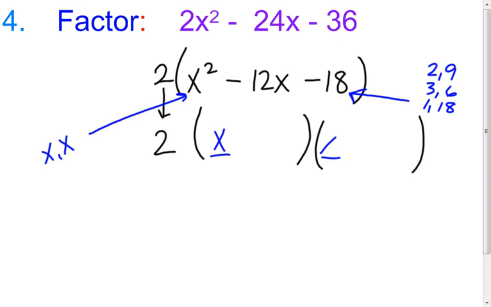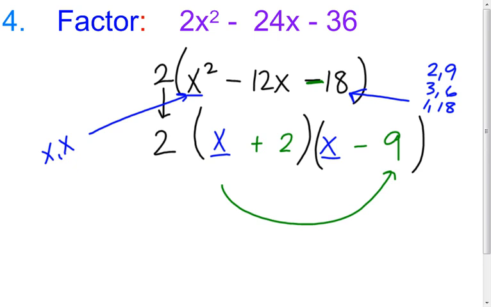X times x is the only way to give me x squared, so that's good. My backs, I will start with 2 and 9. If it's a minus back here, you need to have one of each, so I'll just put plus and minus and then play with it where I need to.